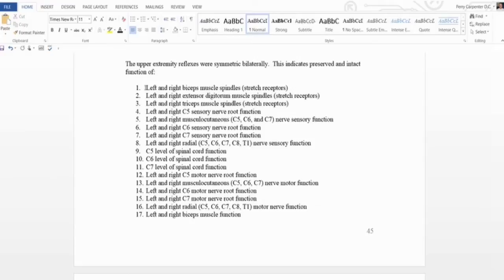normal biceps reflex indicates, number one, that the left and right bicep muscle spindles, those specialized sensory receptors, are functioning normally. It indicates that the left and right C5 sensory nerve root function is normal. It indicates that the left and right musculocutaneous nerve sensory function is normal. It indicates that the C5 level of spinal cord function is normal.